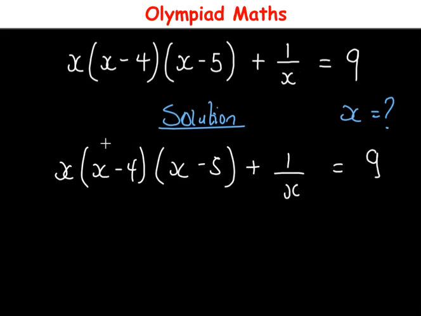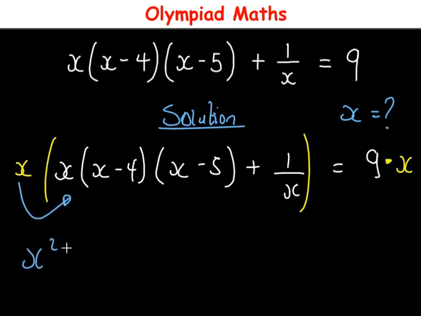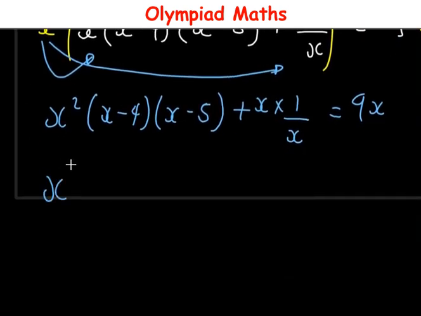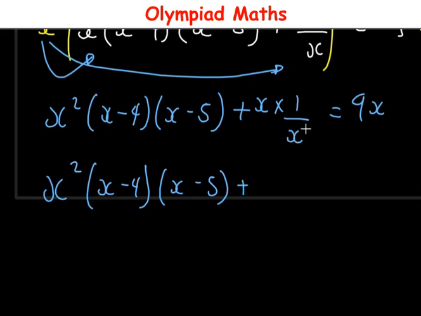equals 9. Now, the first thing we're going to do is multiply the equation, left and right side, by x. So multiply this by x and also multiply this with x, such that x times this gives us x squared (x - 4)(x - 5), then plus x times 1/x, and this equals 9 times x, which is 9x. And from here we have x squared (x - 4)(x - 5) plus, x cancels x, we have 1, equals 9x.